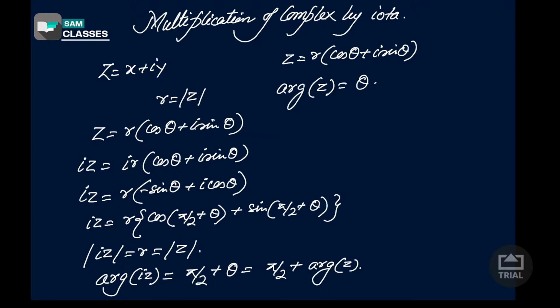Now, this part I want everybody to write it down. Then I'll explain. When I multiply a complex number with iota or i, what is the change happening? We get a lot of questions from this part, COMEDK also, CET also. Do write it down, everybody, fast.